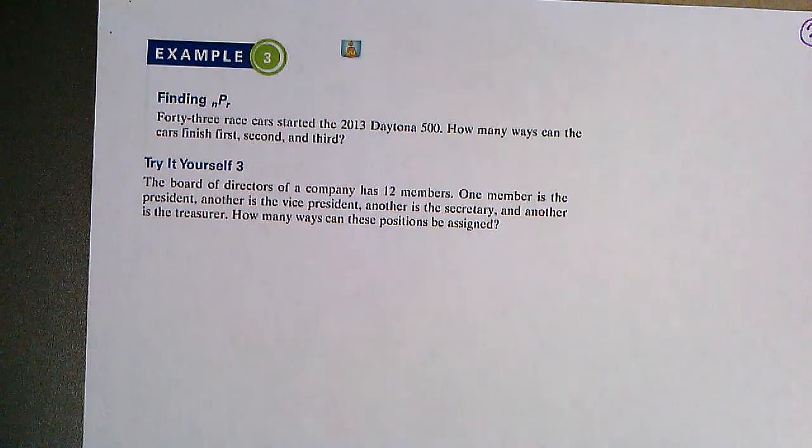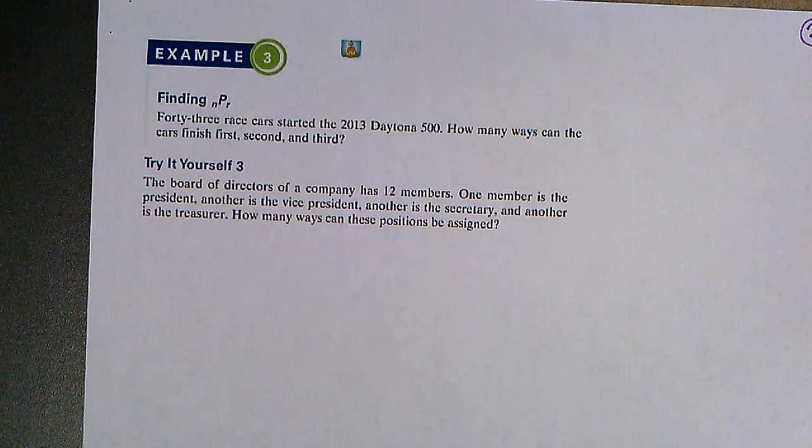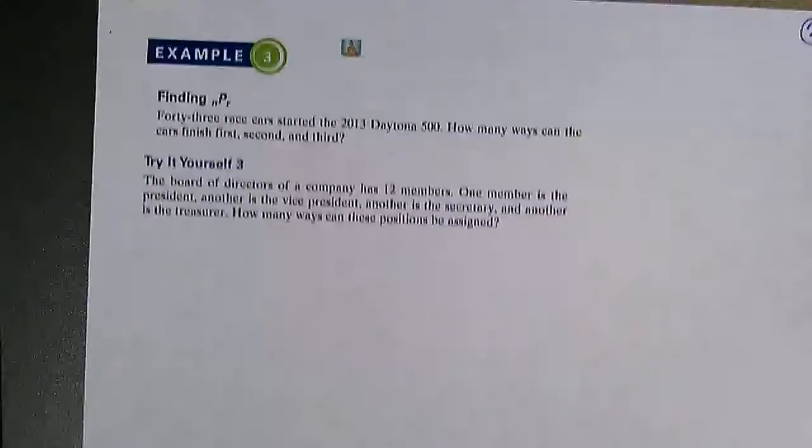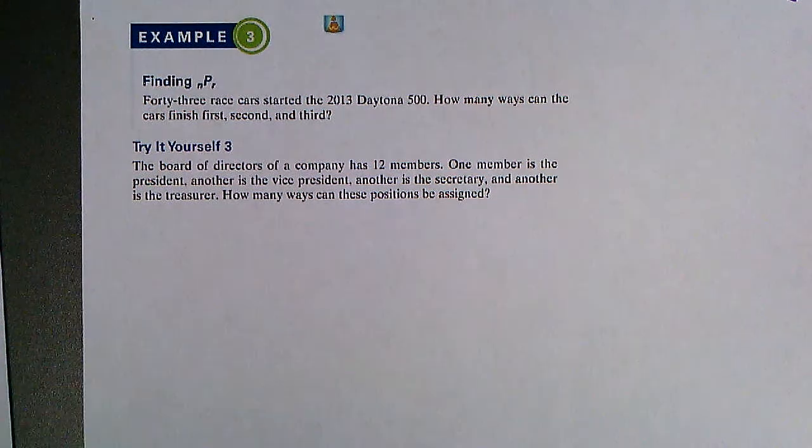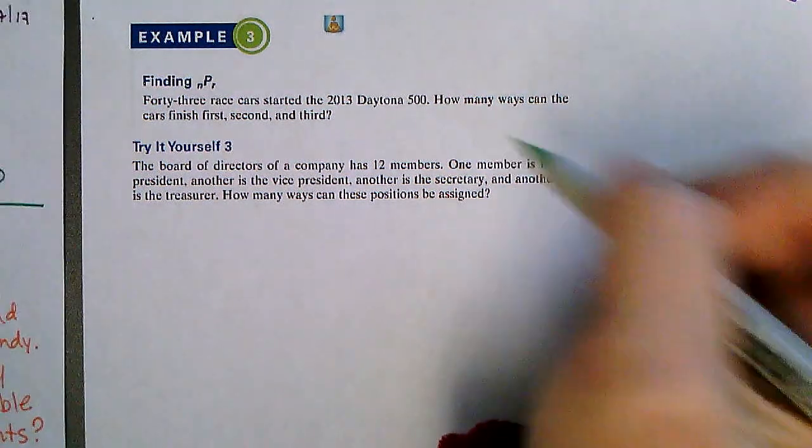Let's do some more problems. 43 race cars started the 2013 Daytona 500. How many ways can the cars finish first, second, and third?